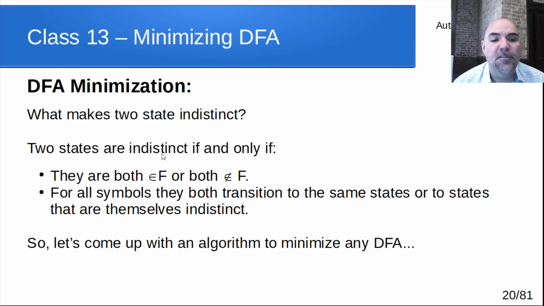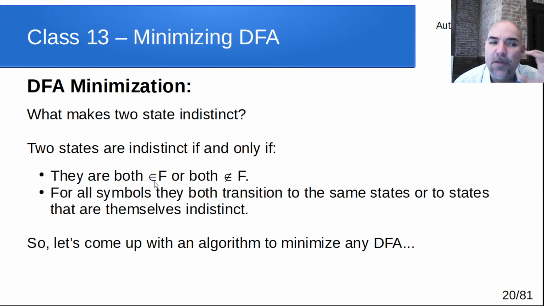Well, two states are distinct if and only if they are both final or they're both non-final. So in other words, you can't have one that's final and one non-final. You could never combine a final with a non-final. You're not allowed to do that. But we could combine two finals and two non-finals.